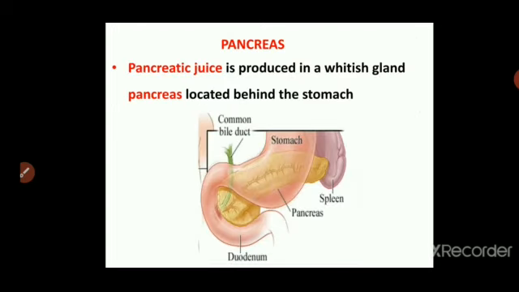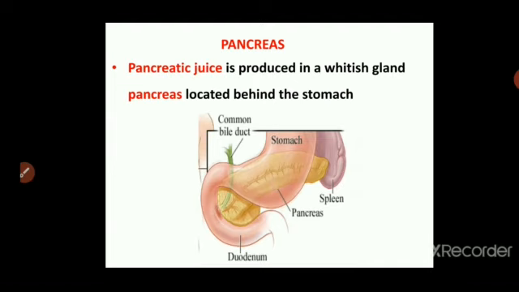The next organ is the pancreas. The pancreas is also associated with the digestive process. It is a pinkish leaf-like structure, or you can also call it a whitish structure. It is triangular and much lobed. It is present behind and below the stomach. As you can see in this diagram, the pancreas is present behind the stomach and a little below the stomach.